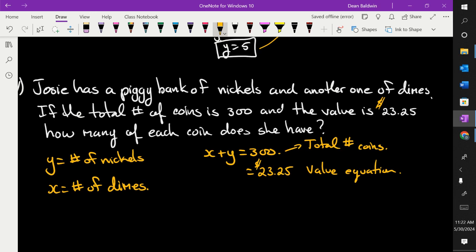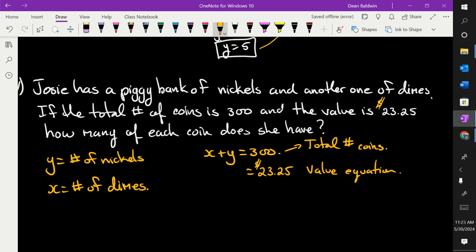For money problems, it's the same thing all the time. X represents the number of dimes. If I have 5 dimes, how much money do I have? 50 cents. A dime is 10 cents. So if you have 5 dimes, you have 50 cents. If you have 10 dimes, you have $1, 100 cents.